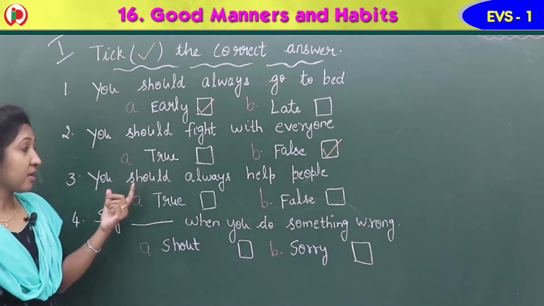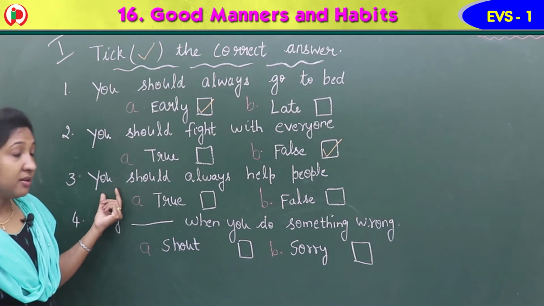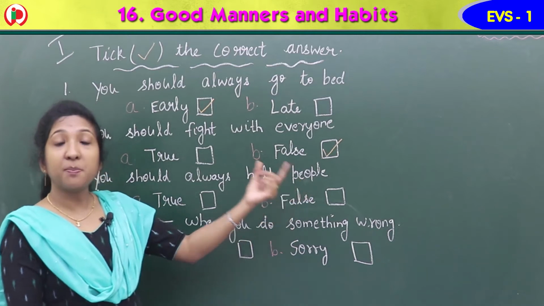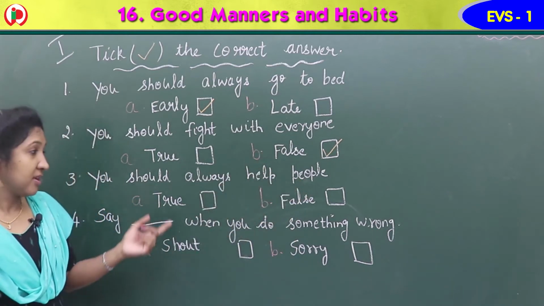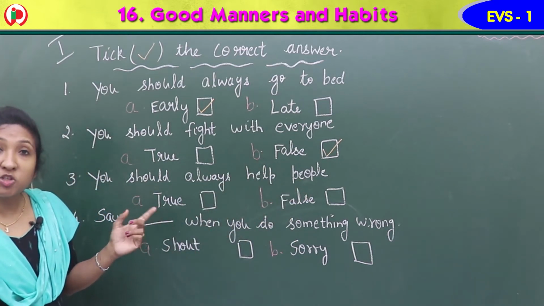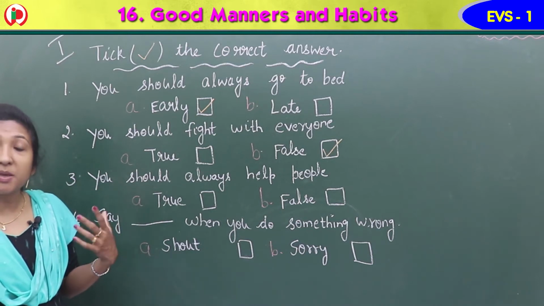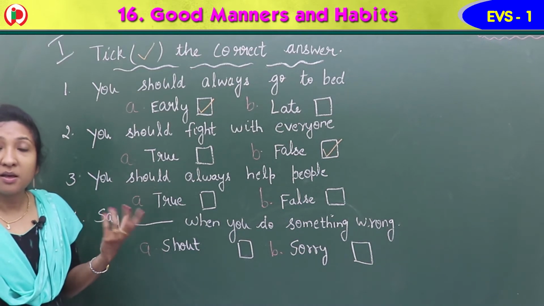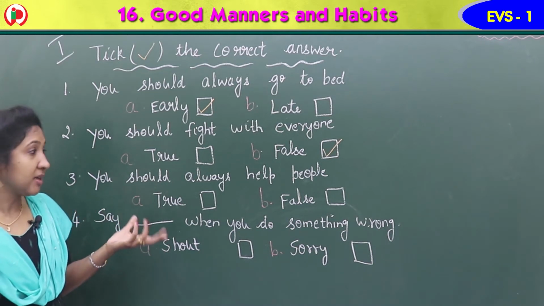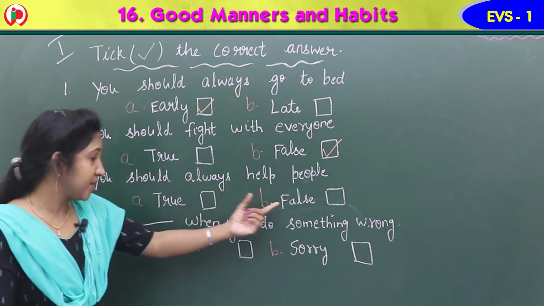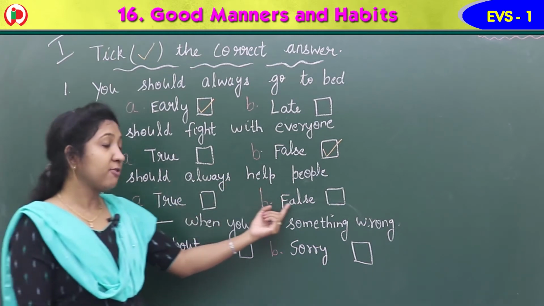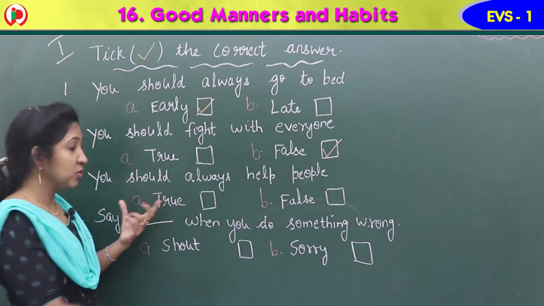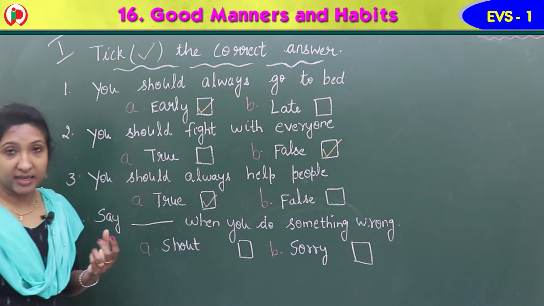Now third one. Yes, read the third question. You should always help people. Is it true or false? We should always help poor and needy people or old people. It is a good habit to help the people, old people, isn't it? So you should always help people. Option A, true. Option B, false. It is true. T-R-U-E, true. So here you have to give a tick.